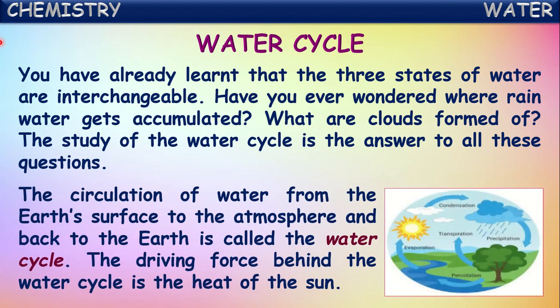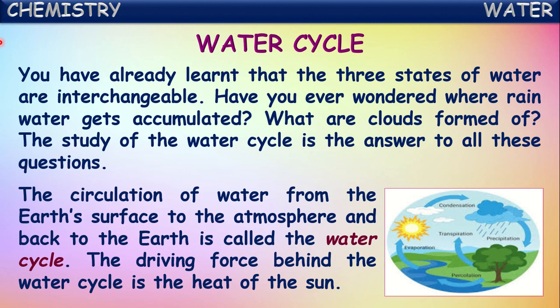The circulation of water from the earth's surface to the atmosphere and back to the earth is called the water cycle. The water present on the Earth's surface converts into different forms like clouds and water vapor. From there, again, it reaches the Earth in the form of rain. It reaches the water bodies on the Earth's surface, and it continues. This cyclic process of conversion of water from one form to another, just by the action of nature, is called the water cycle. Actually, the driving force behind this water cycle is the heat of the sun.